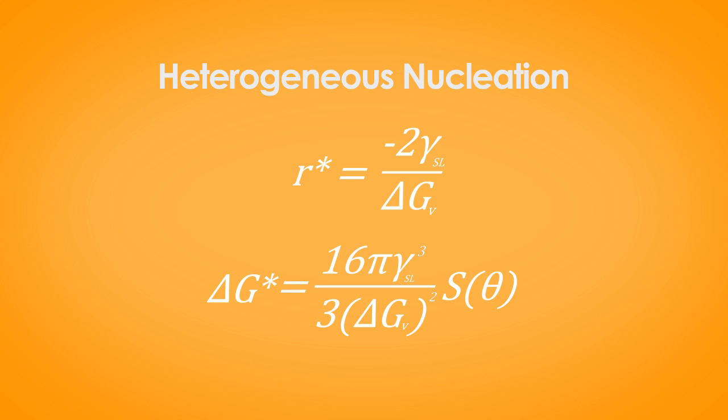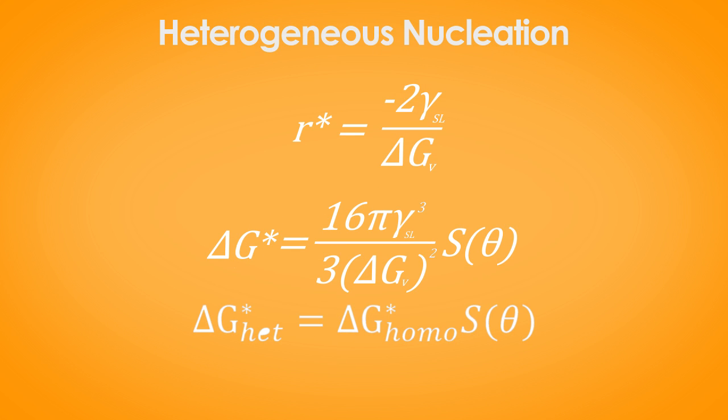Differentiating these values is the factor S theta, which is deterministic of the shape of the nucleus, wherein its values lie between 0 and 1. Hence, for this type of nucleation, the energy barrier for the heterogeneous process is factored with S theta with that of the homogeneous process.